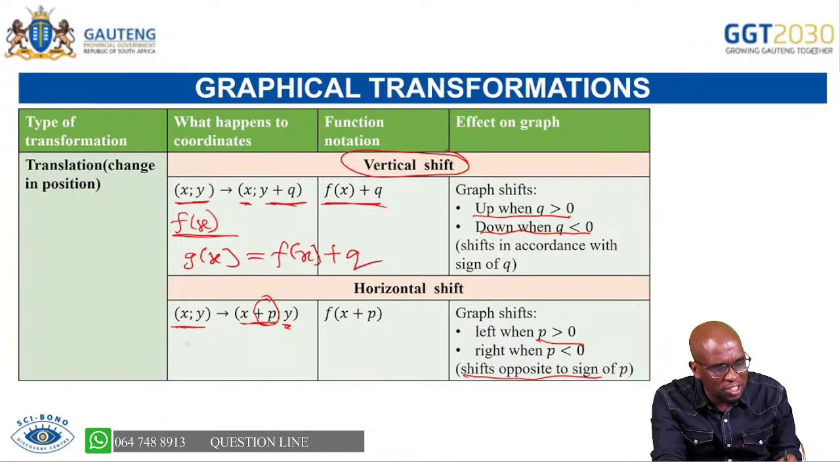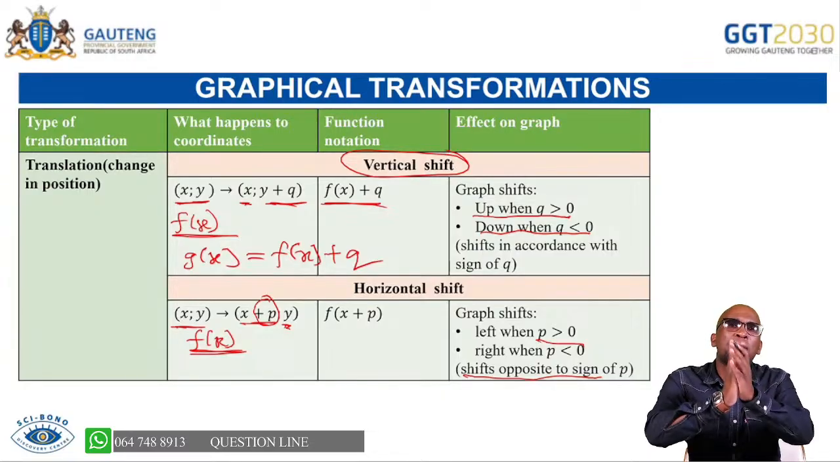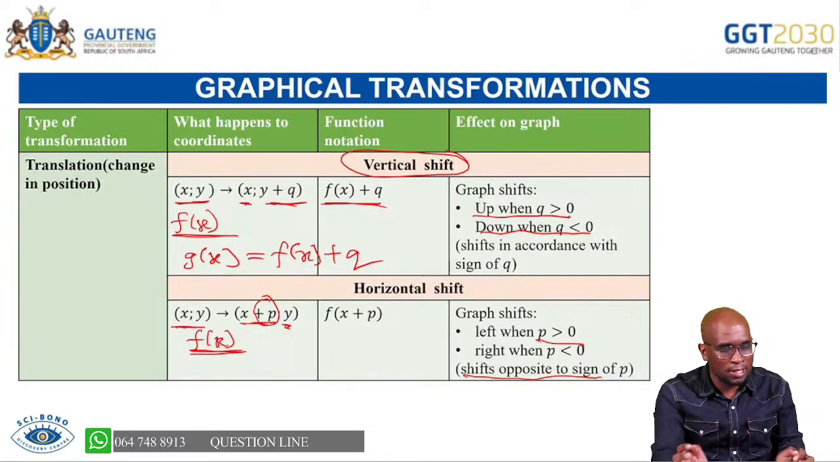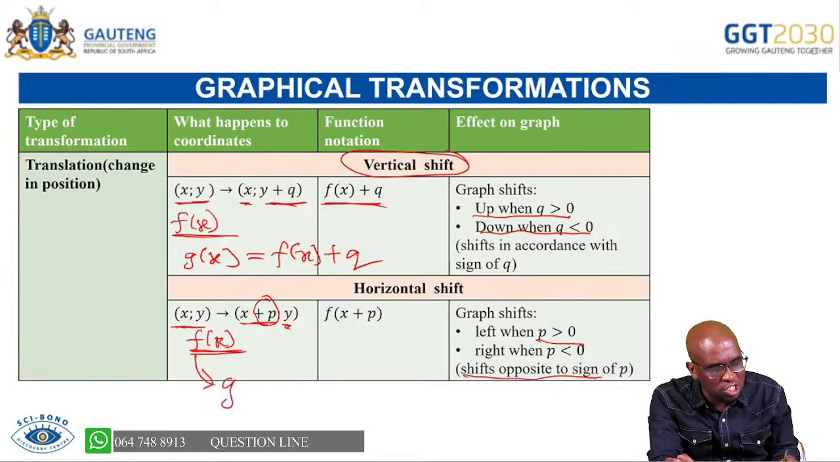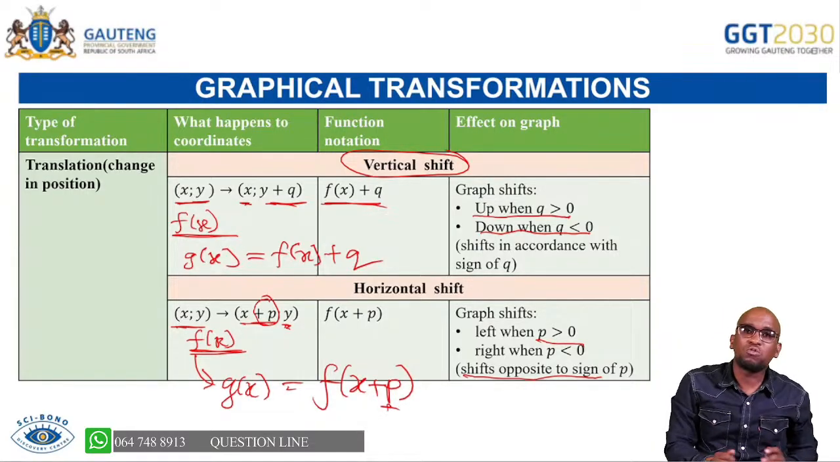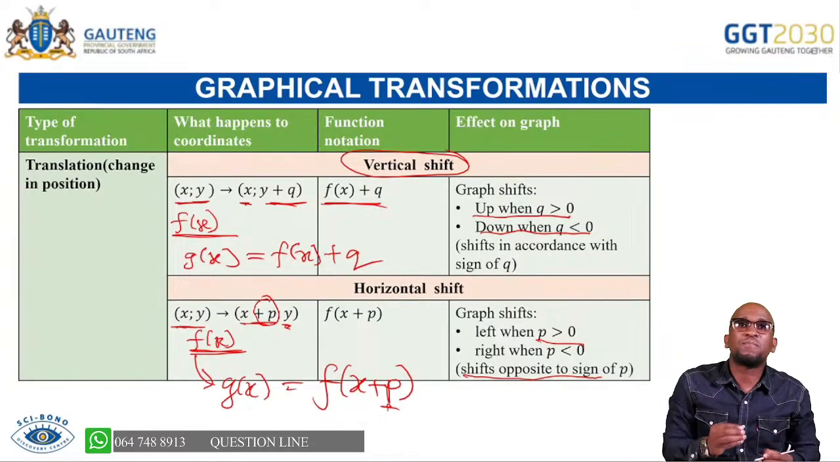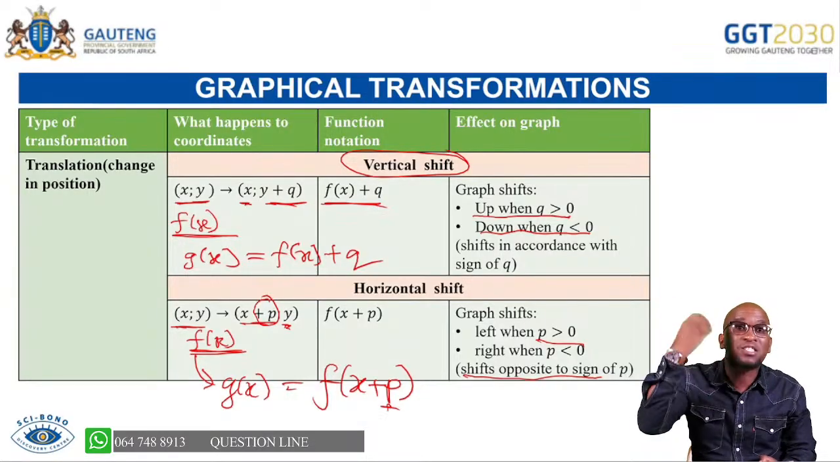And then from there, obviously, let's look at the function notation here. If you had a function f of x and you are shifting f of x by p units horizontally, then a new function g that is formed would be f translated, I should say, by p units. So that would be the relationship between g and f, if g represents the new function that is transformed.